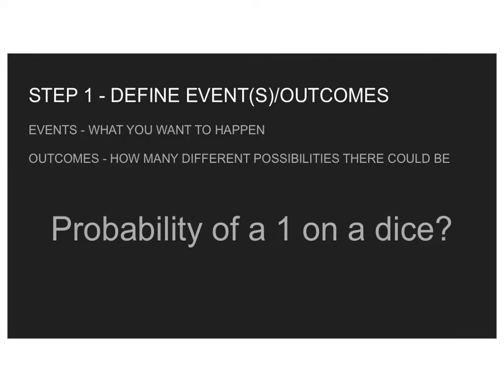So step 1, you have to define the events or the outcomes, what you want to happen. And the outcomes are the total number of possibilities that there could be. So for example, the probability of rolling a 1 on a dice.